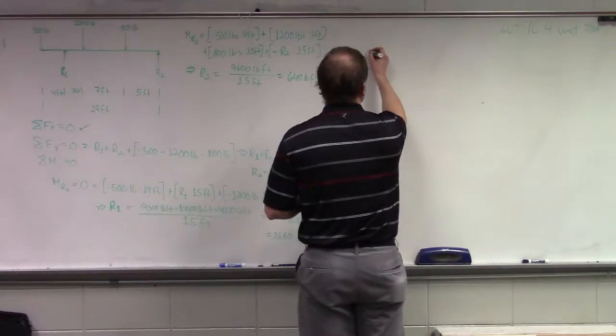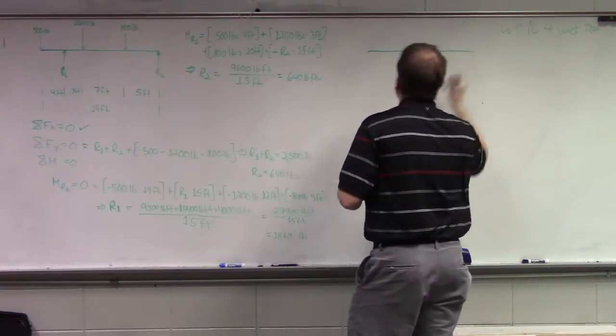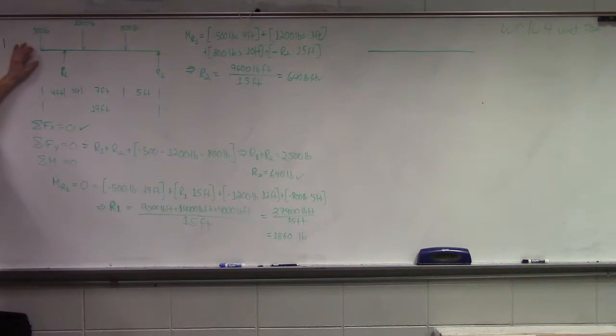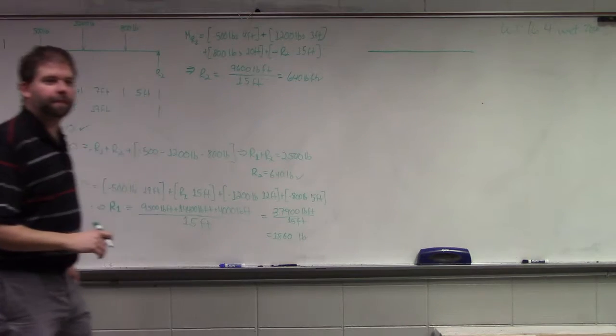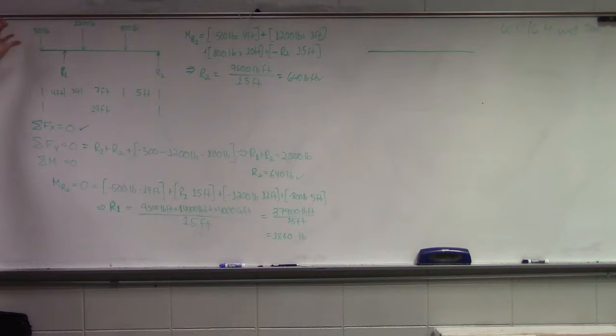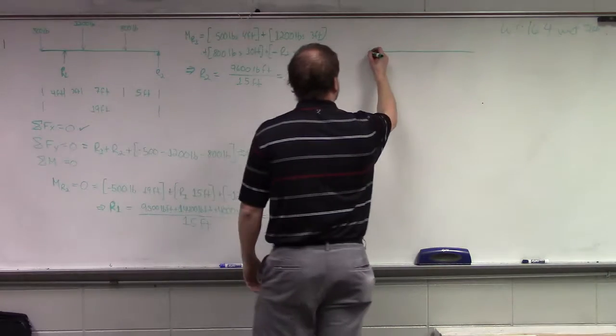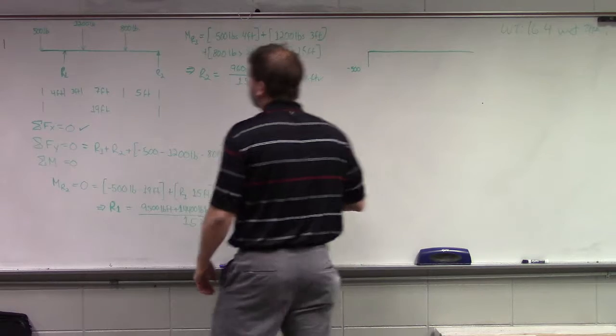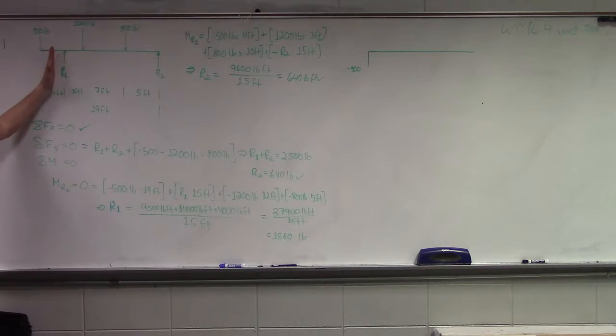Moving left to right, you'd start below, at negative 500, right? Because R1's not at the end. It's just the orientation choice we've decided to make for this scenario. So we would start at minus 500. Okay? What's our shear here?